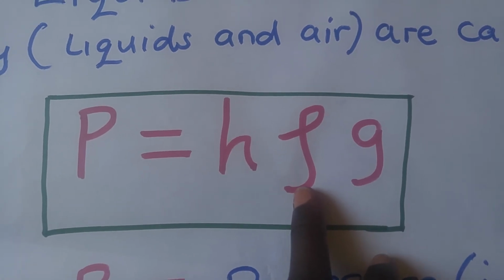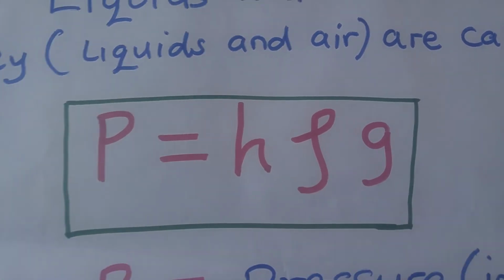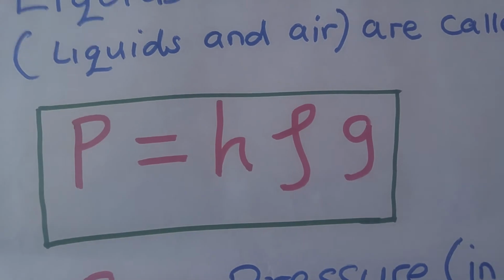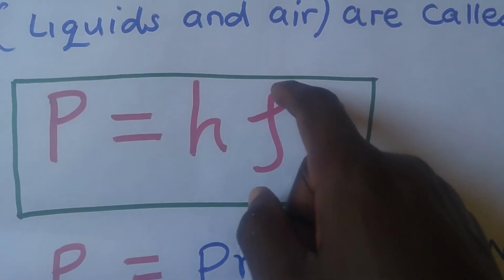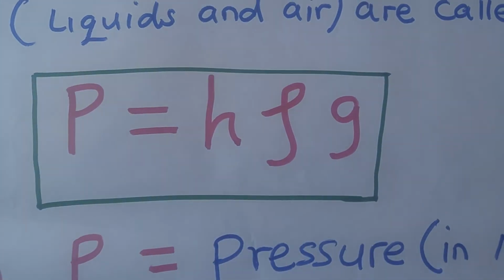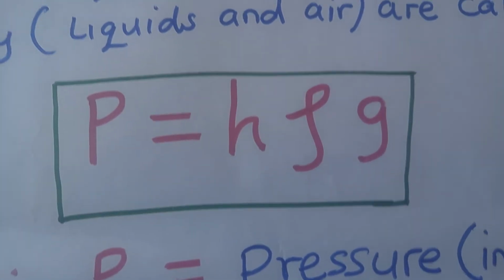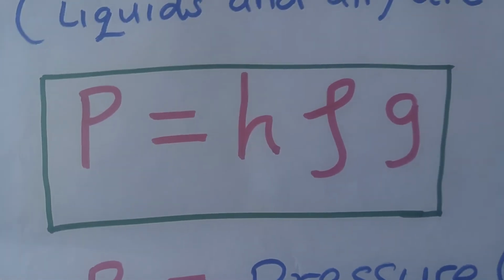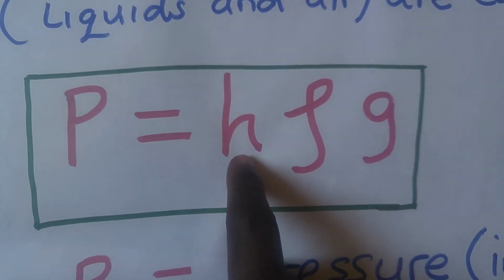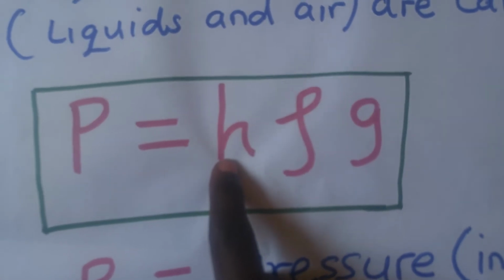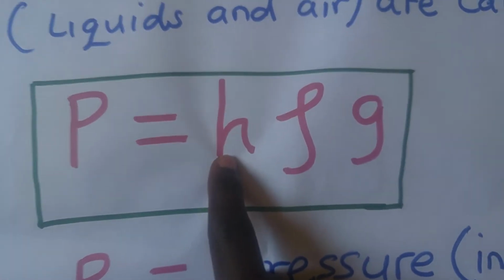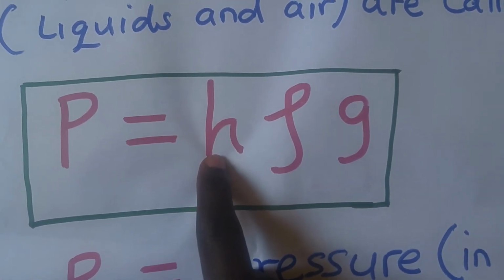So density, rho, you write as if you are writing a P, but it's not a P, you see? You bend like this, and then you do this. It is not P. So that is rho, but it is representing density. So pressure is equal to H rho G. What does H represent? Height or depth. How deep is that liquid?